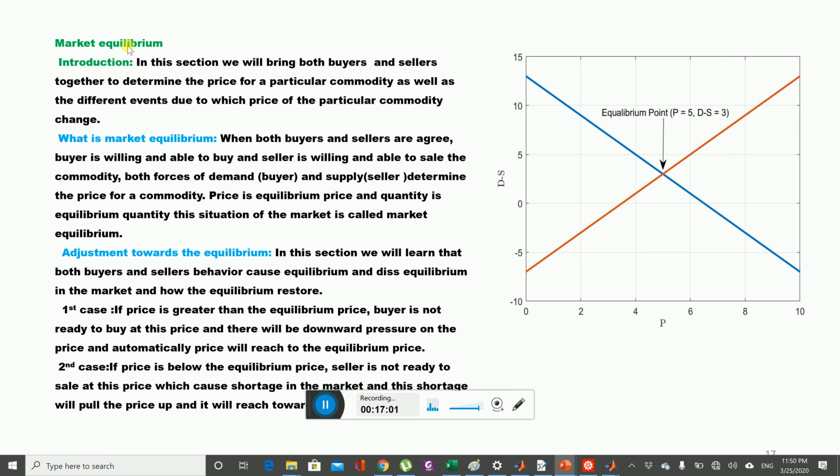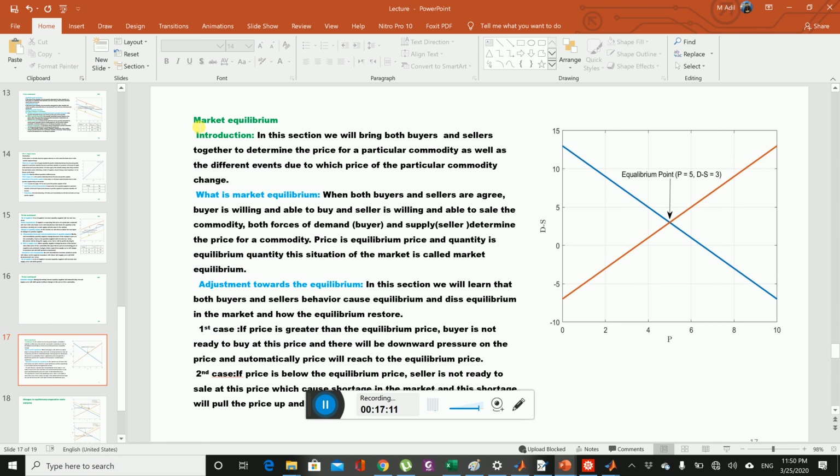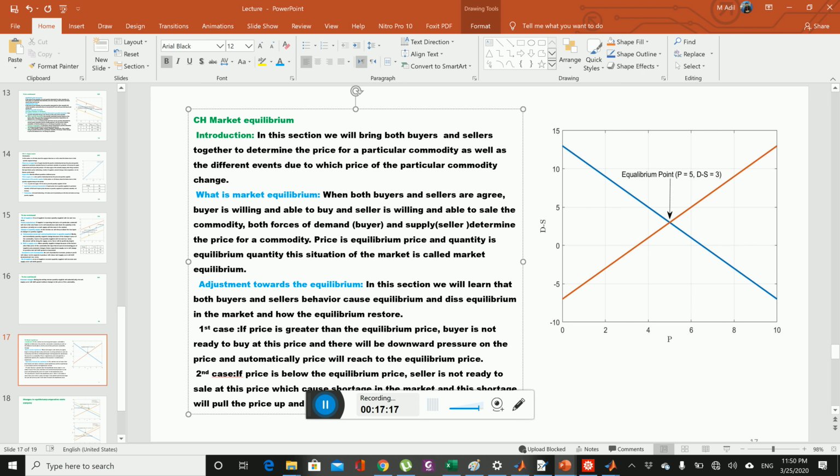Now we are proceeding toward the fourth chapter, that is market equilibrium, chapter number 4, market equilibrium.